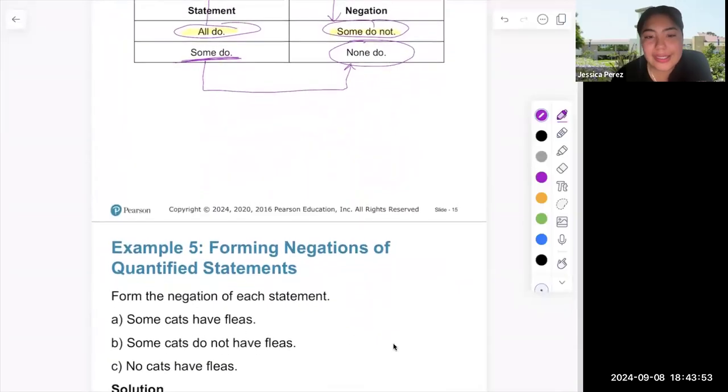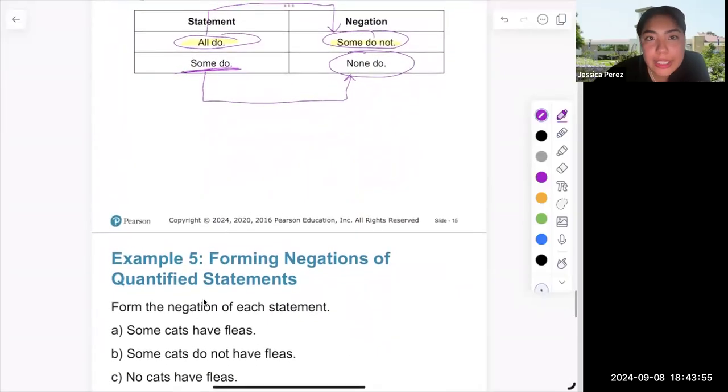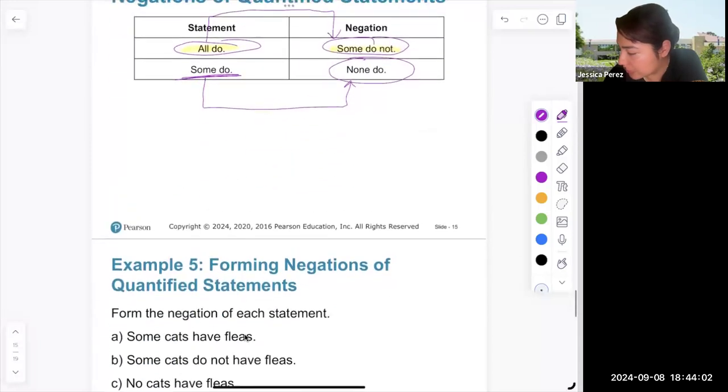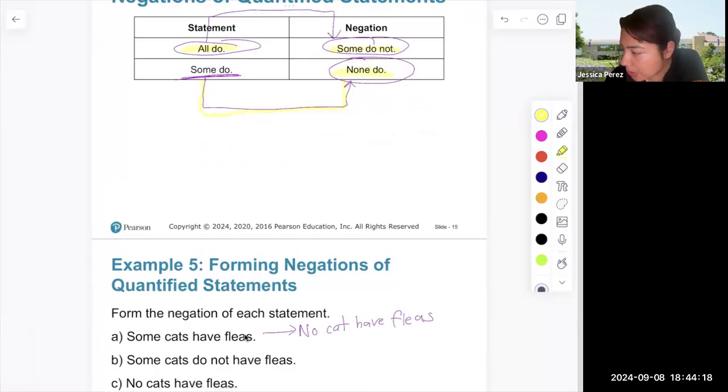If it says some cats have fleas, so from some do to none do, we would have no cats have fleas. That would be the negation because I'm going backwards. So from none to some, there's the negation. From some do to none do. So no cats have fleas.